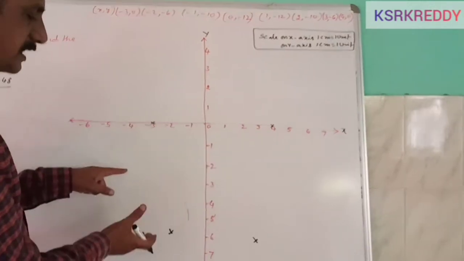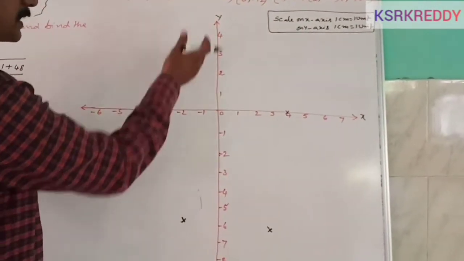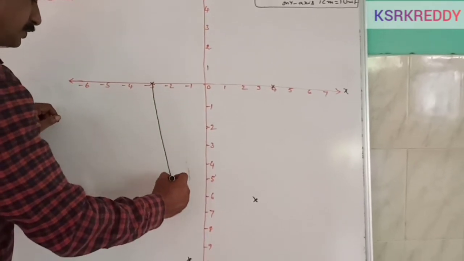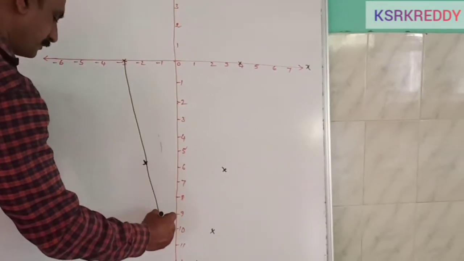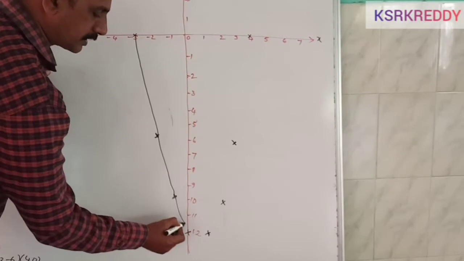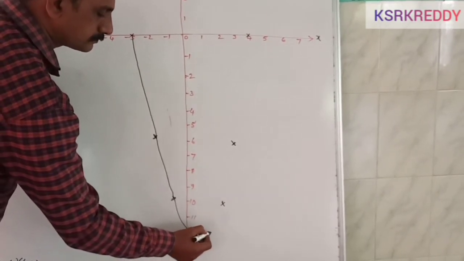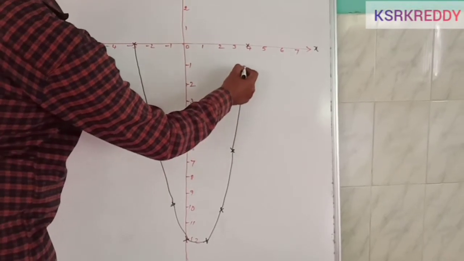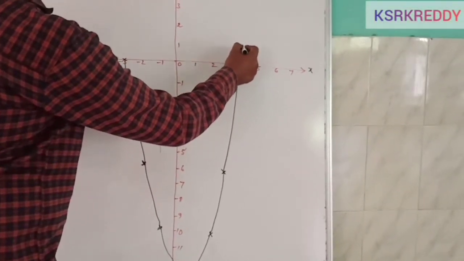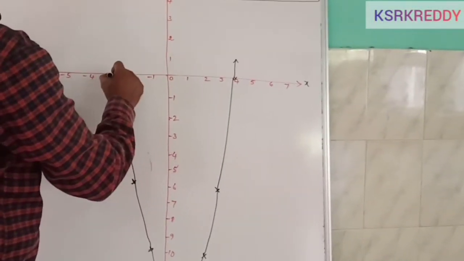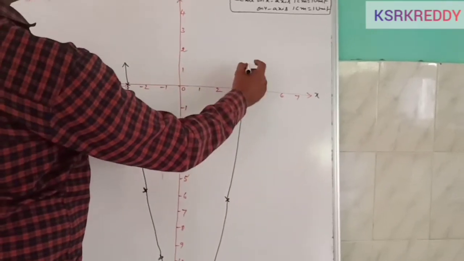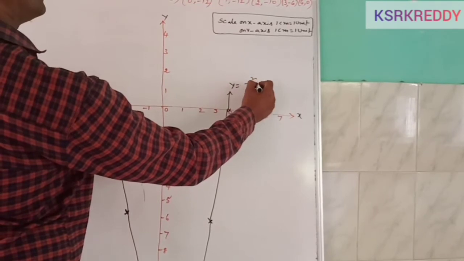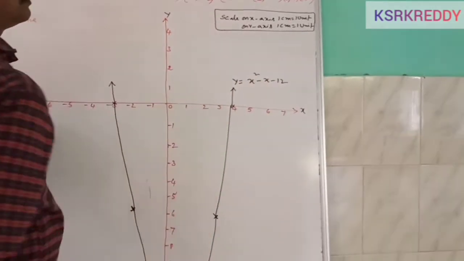So these points are plotted on the graph sheet and joined into a smooth curve. Extend here. So it is y equal to x square minus x minus 12.